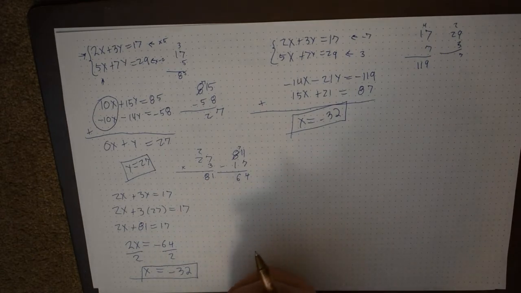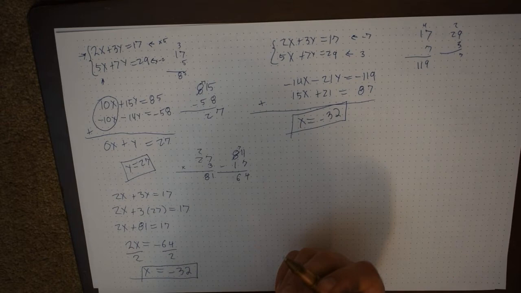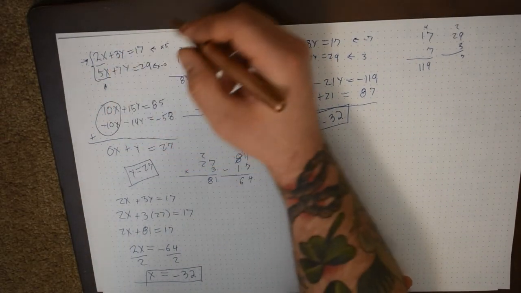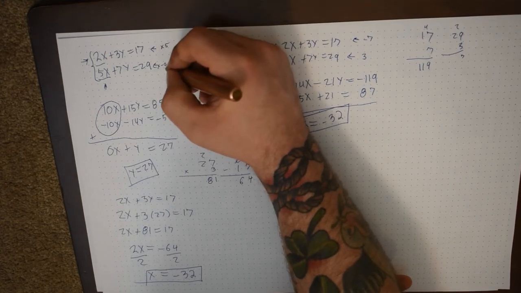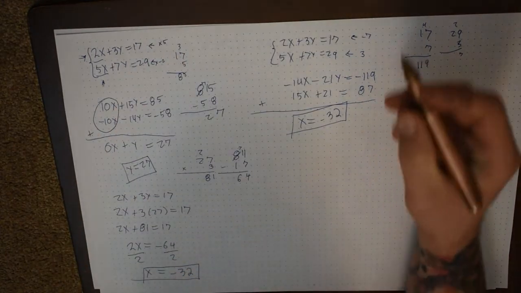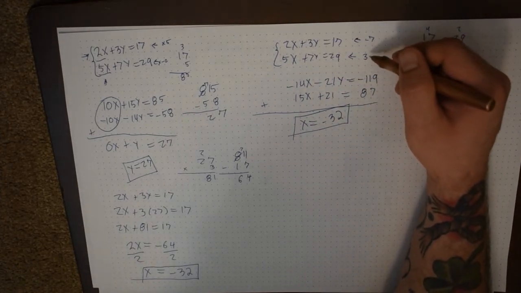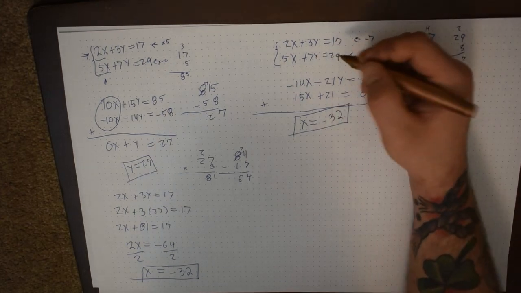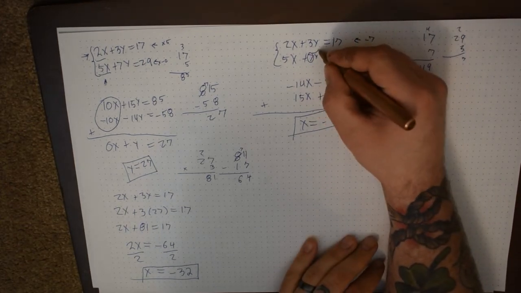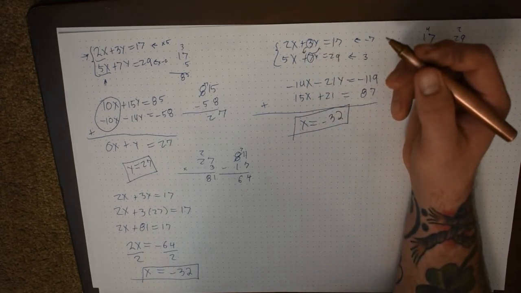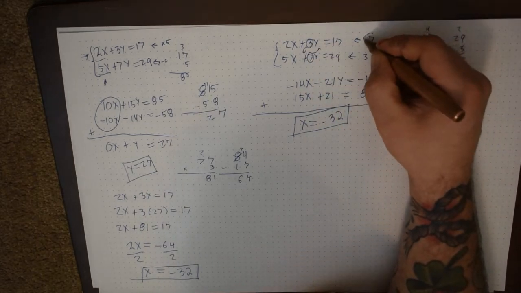What number you multiply by is going to depend largely on which problems, and there's going to be some that are easier than others. If you noticed, I had this 2x and this 5x. I multiplied the top by 5, the bottom by negative 2. Over here, I had a 3y and a 7y, multiplied the top by negative 7 and the bottom by 3. I'm really taking this number and multiplying the top equation by it, and this number and multiplying the bottom equation by it, and I'm making one of those negative.